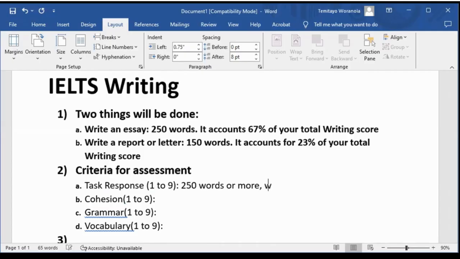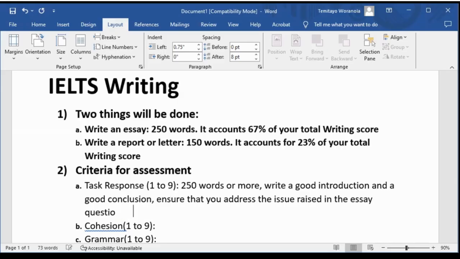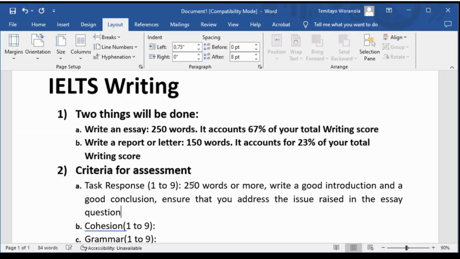Number two, write a good introduction and a good conclusion. And number three, ensure that you address the issue raised in the essay question. Don't write about something else. Make sure you address the issue that they asked you to address. Those three things are extremely important. If you do these three things, your task response score will not be less than 7.0.